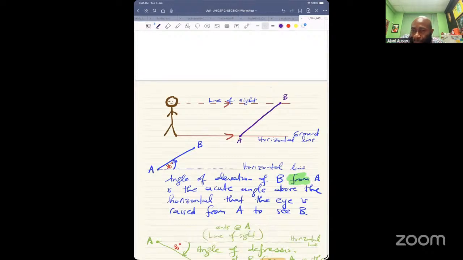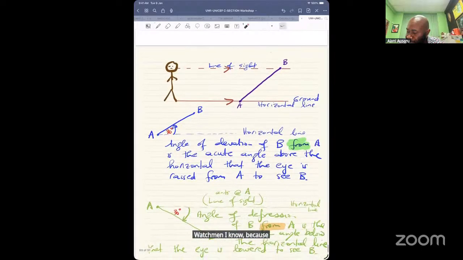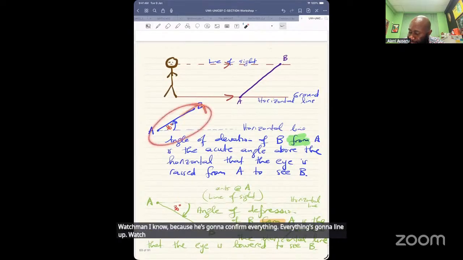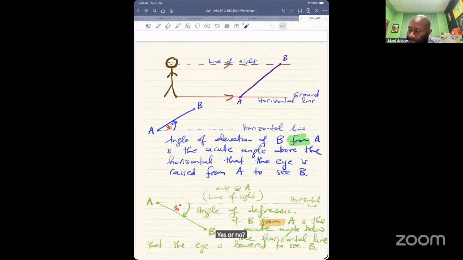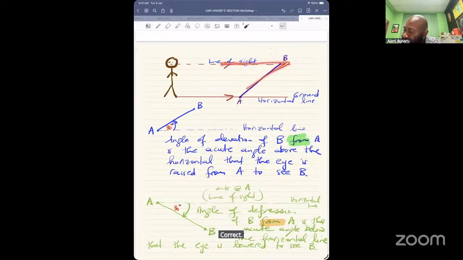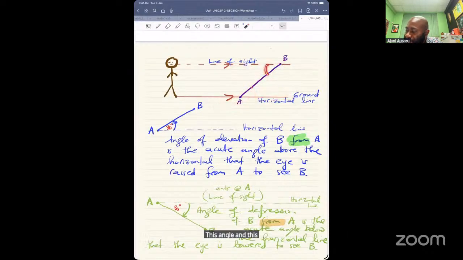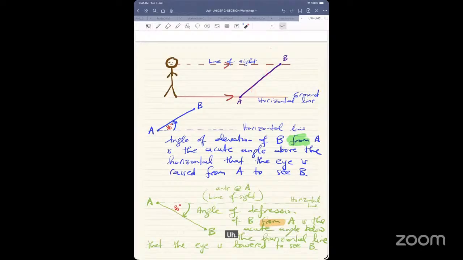Are you guys with me? Yes, sir. Watch me now, because it's going to confirm everything. Everything's going to line up. Notice I did these separate, right? This is A and this is B, right? And these two lines are parallel, right or wrong? Right, sir. Correct. So when you have a Z, tell me what you know from your geometry class. This angle and this angle, what do you know about them? They are equal. Sir, they are the same.